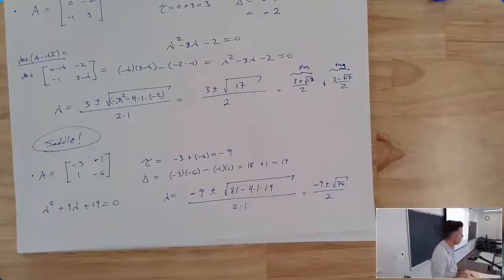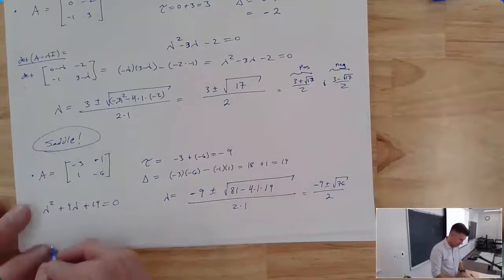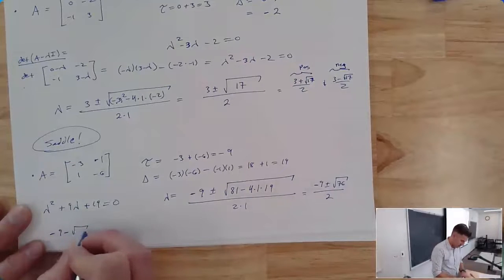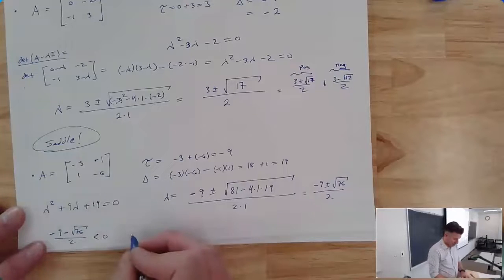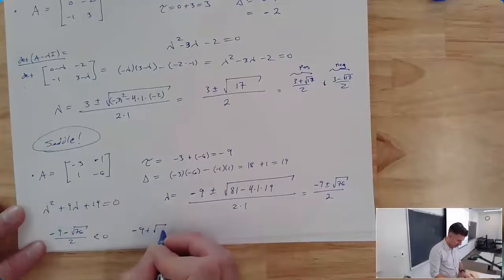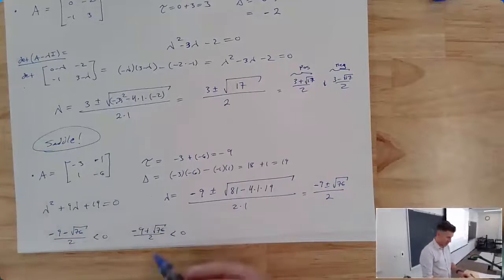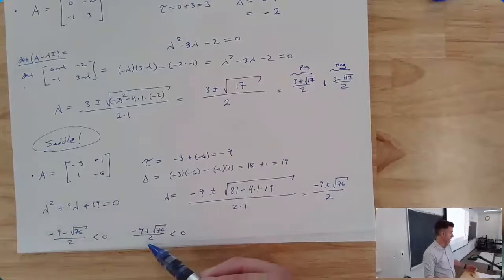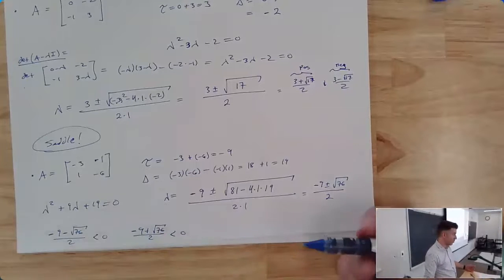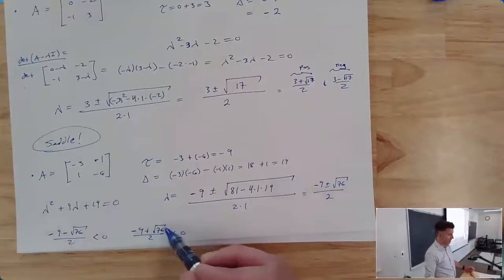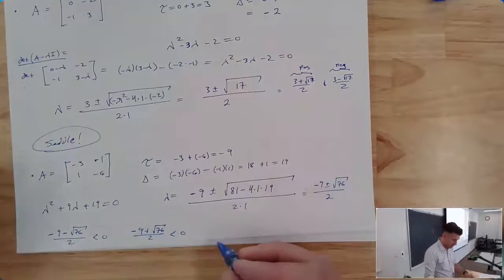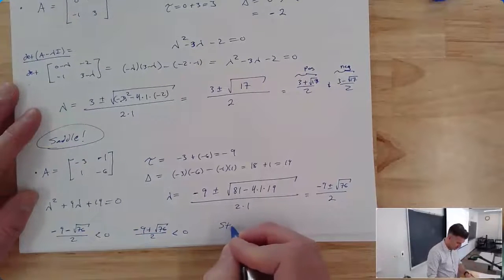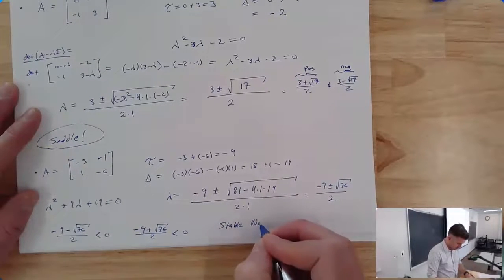So for sure, one of these eigenvalues is negative. -9 minus the square root of 76 all over 2 is for sure a negative number. But it's also true that -9 plus the square root of 76 divided by 2 is also negative. And the reason why is because 9 is a bigger number than the square root of 76. 9 is the square root of 81. So -9 plus a number that isn't quite 81 is still going to be negative. If they're both negative, that means we have a stable node, also known as a sink.